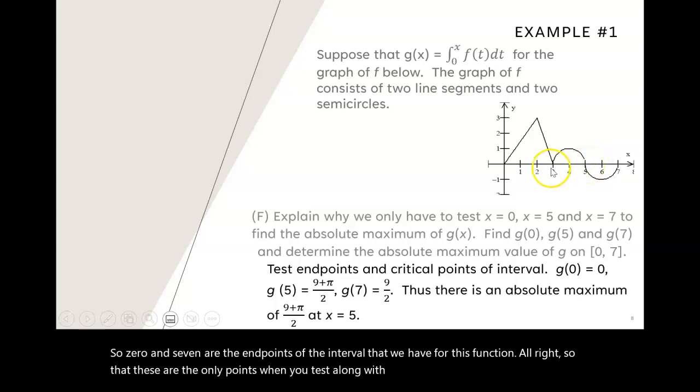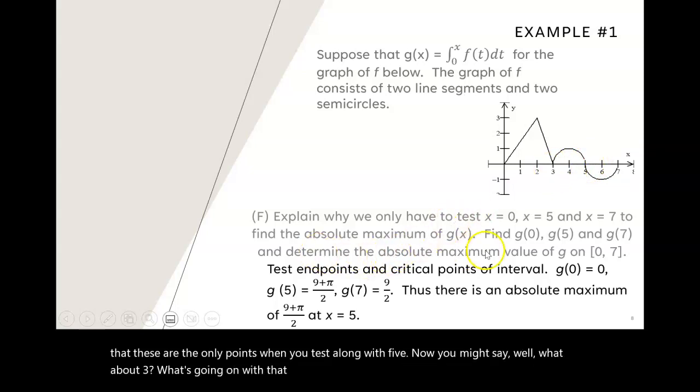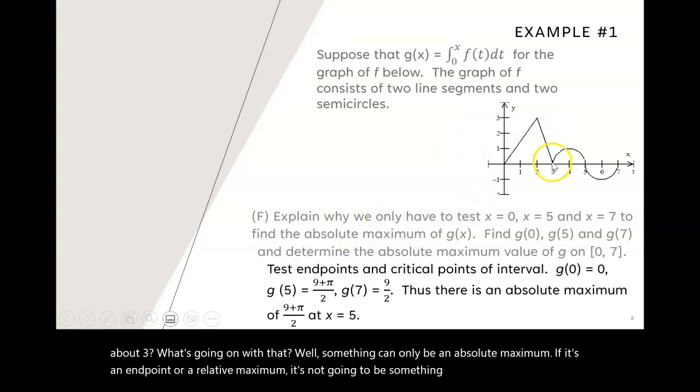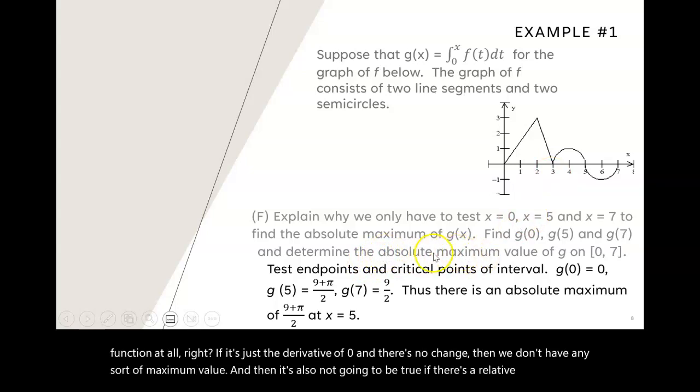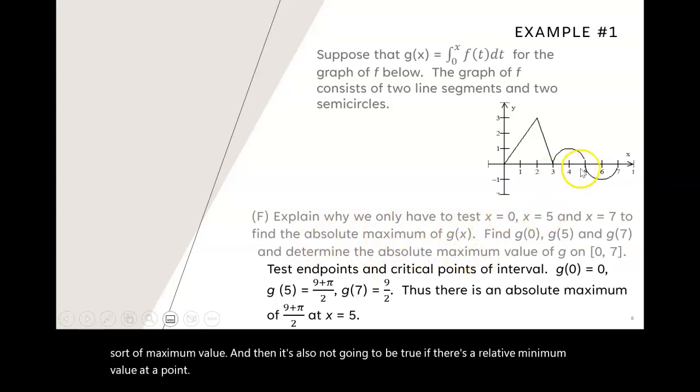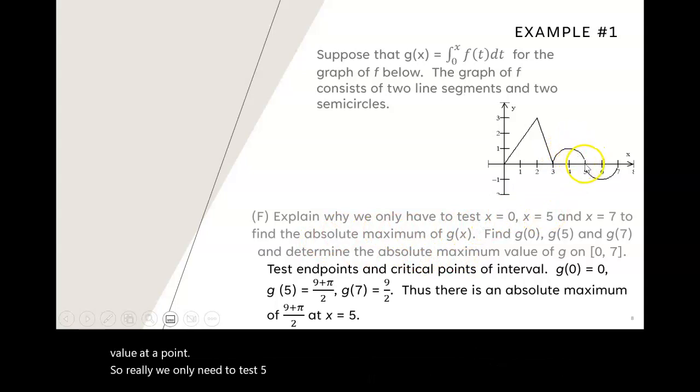Now, you might say, well, what about 3? What's going on with that? Well, something can only be an absolute maximum if it's an endpoint or a relative maximum. It's not going to be something if there's no change in the function at all. If it's just the derivative is 0 and there's no change, then we don't have any sort of maximum value. And it's also not going to be true if there's a relative minimum value at a point. So really we only need to test 5 because at 5 we have a relative maximum as we discovered earlier.